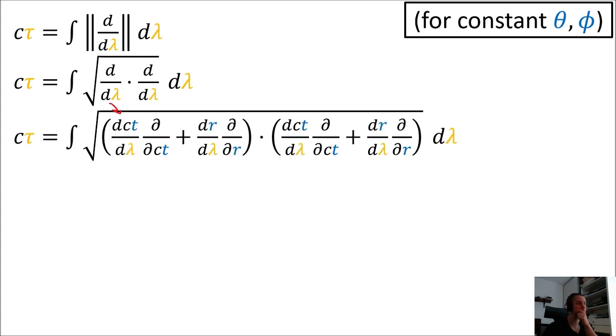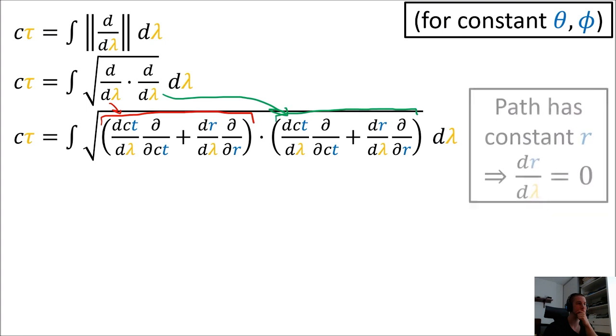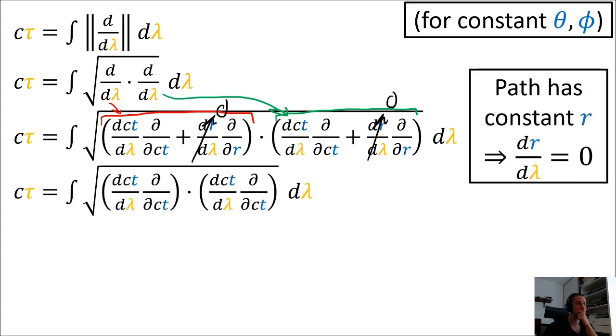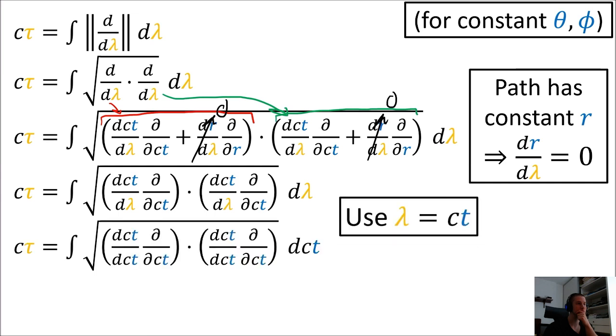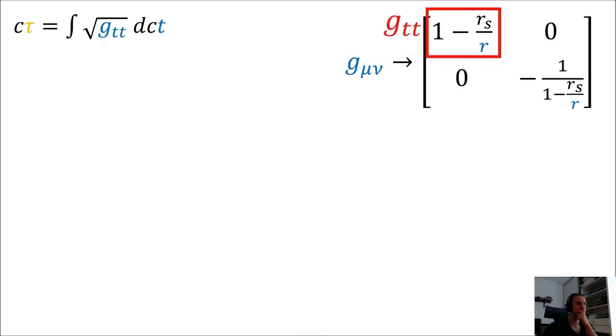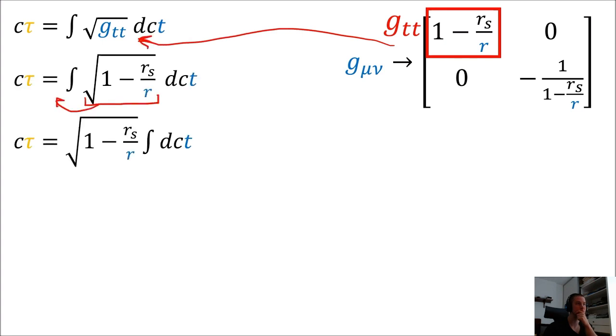We can use multivariable chain rule to expand the tangent vector in terms of the spacetime coordinates. And in the special case of spacetime motion along a constant r value, these go to 0. And since we're free to use any path parameter that we like, we can just set lambda to ct. These go to 1, and we get the square root of gtt. Since the gtt component of the metric only depends on the r variable and not the t variable, we can bring it outside the integral. And the integral of dct just becomes ct.